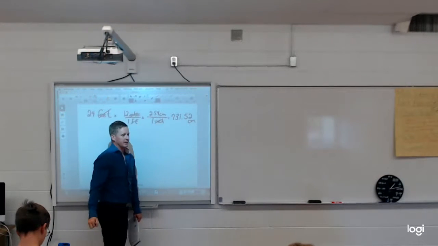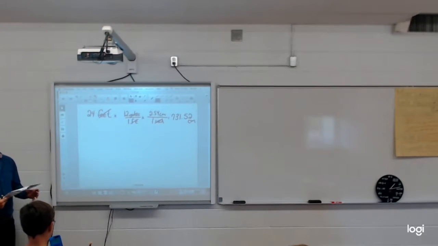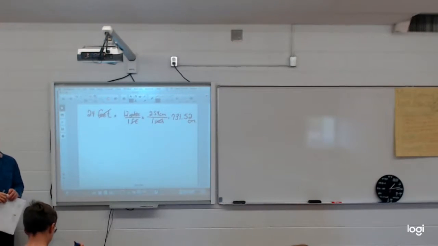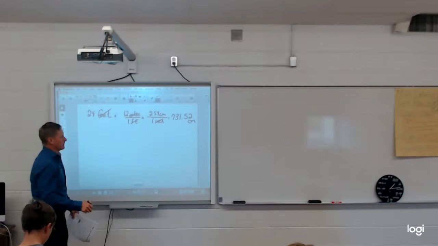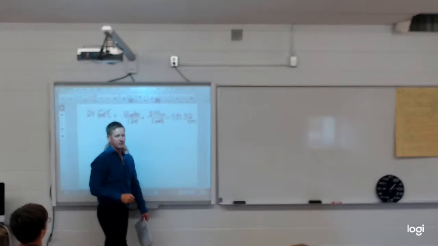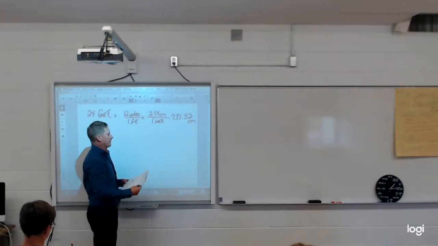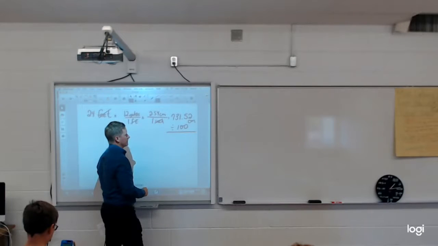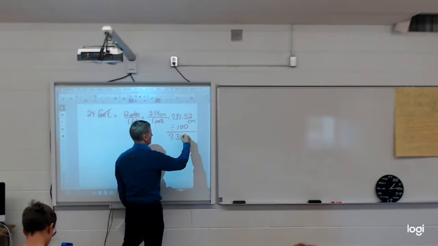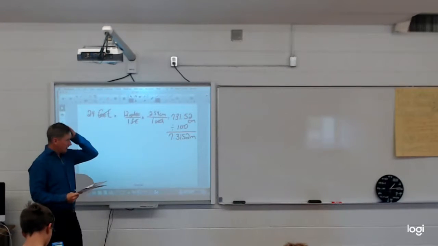So how many centimeters are there in 24 feet? 731.52 centimeters. But then it asks you how wide is it in meters? Okay. So how would I now convert 731.52 centimeters to meters? Well, there's 100 centimeters in a meter. Charlie? Divided by 100. What does that give you, Charlie? 7.3152. Very good. So, how wide is a soccer goal in meters?